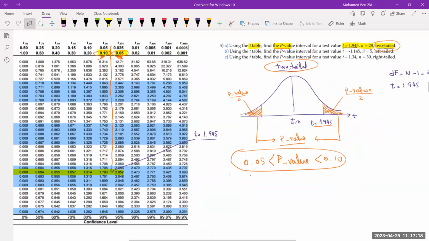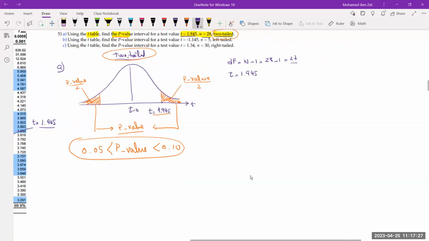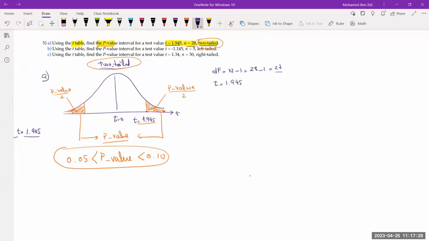Let's go for C. So how can I get C? This is A. So C, we're going to do exactly the same thing. I'm going to graph it. Here.